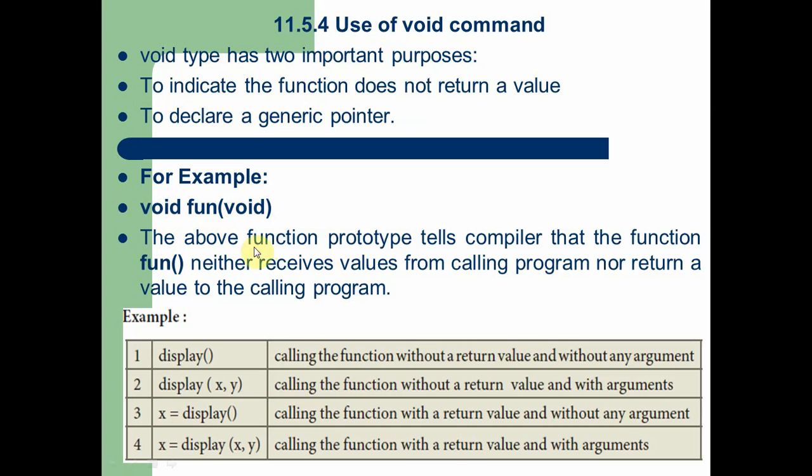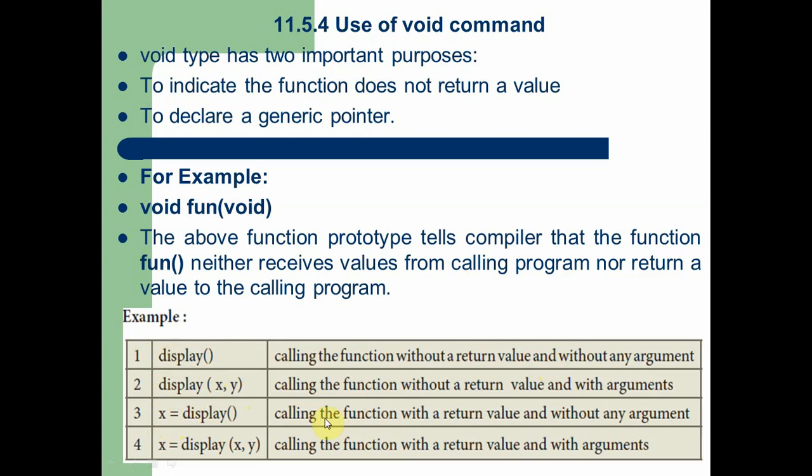This tells the compiler that the function neither receives values from the calling program nor returns a value to the calling program. So this function is not going to receive any input, and it is not going to give any output to the calling program. Some examples here: display calling function without a return value and without any argument. Here both the return and input arguments are nil. Here the return value is nil but it accepts input.